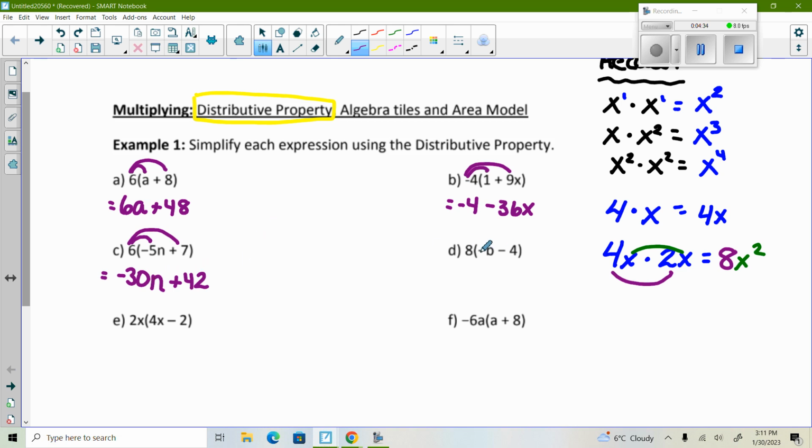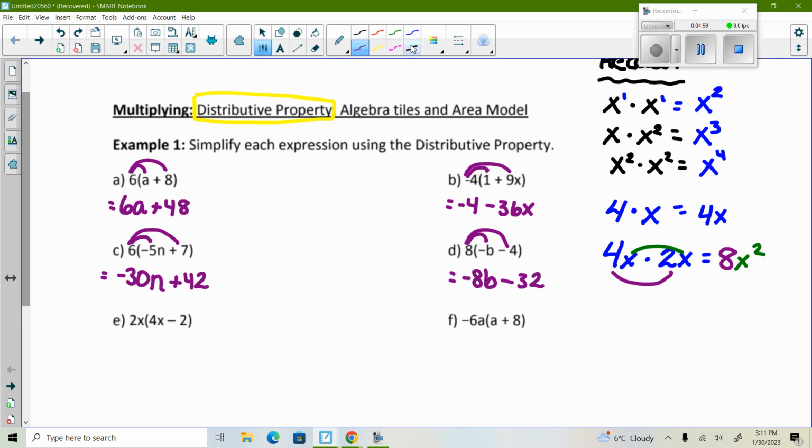Okay. All right, let's look at this one. I have 8, and I multiply that by a negative b. Remember, 8 times b is just 8b, but we have a negative, so negative 8b. And then 8 times a negative 4, positive times a negative is a negative, and 8 times 4 is 32. So that would be my final answer there.